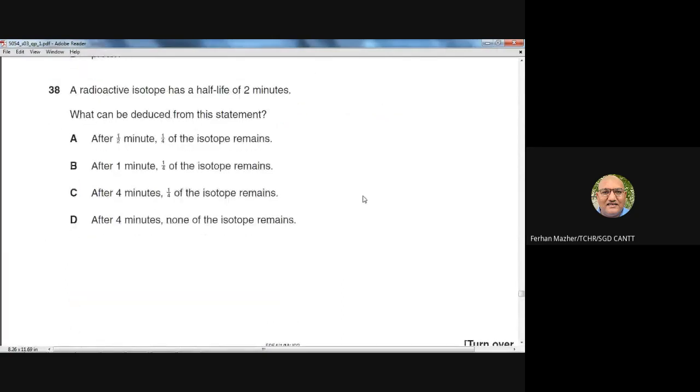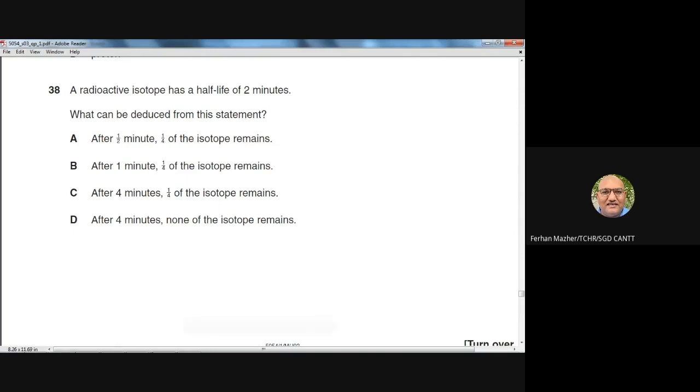A radioactive isotope has a half-life of 2 minutes. What can be deduced from this statement? After 1 minute, 1/4 of the isotopes remain. After 4 minutes, 1/4 of the isotopes remain.